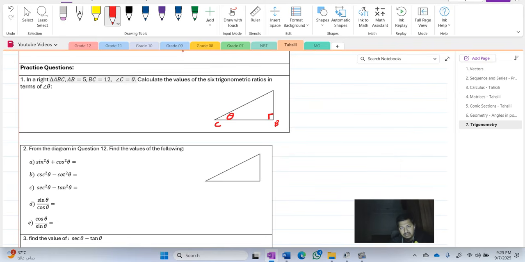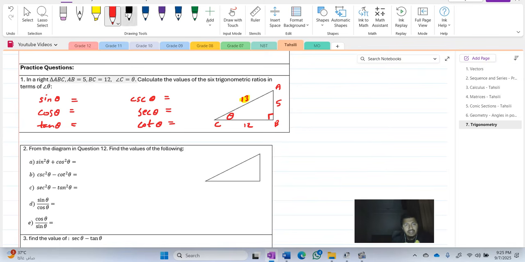So put B here. BC is 12, and AB is 5. Make sure your triangle is in order. So we have a 5, 12, 13 triangle. You can solve for the hypotenuse by using Pythagoras: square root of 12 squared plus 5 squared, which is 13, and we have learned this in Pythagorean triples. So calculate the values of the 6 trigonometric ratios. So basically we want sine theta, cosec theta, cos theta, sec theta, tan theta, and cot theta.